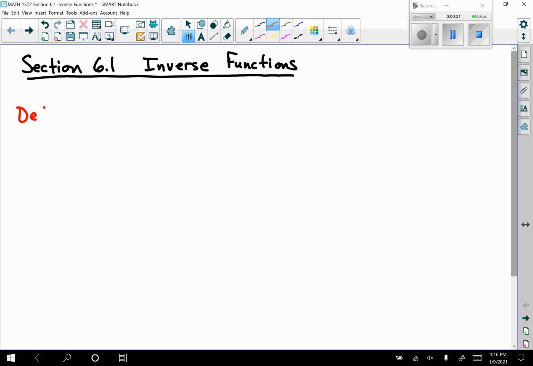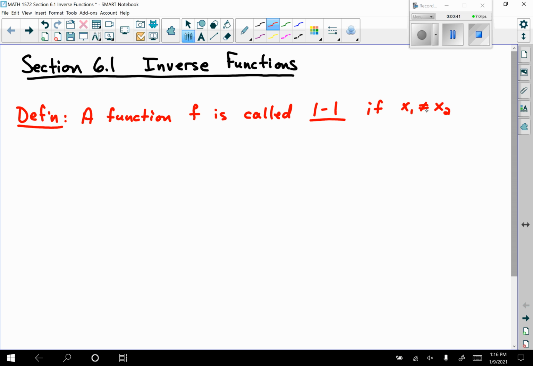Our first definition is a one-to-one function. So we'll say a function f is called one-to-one, and the notation for one-to-one, we'll just say 1-1 here, if we have two different x values. So if our first x value is not equal to our second x value, then this implies that our outputs are also different, so that our first y value, or f of x sub 1, will not equal our second y value, f of x sub 2. In other words, different inputs yield different outputs.